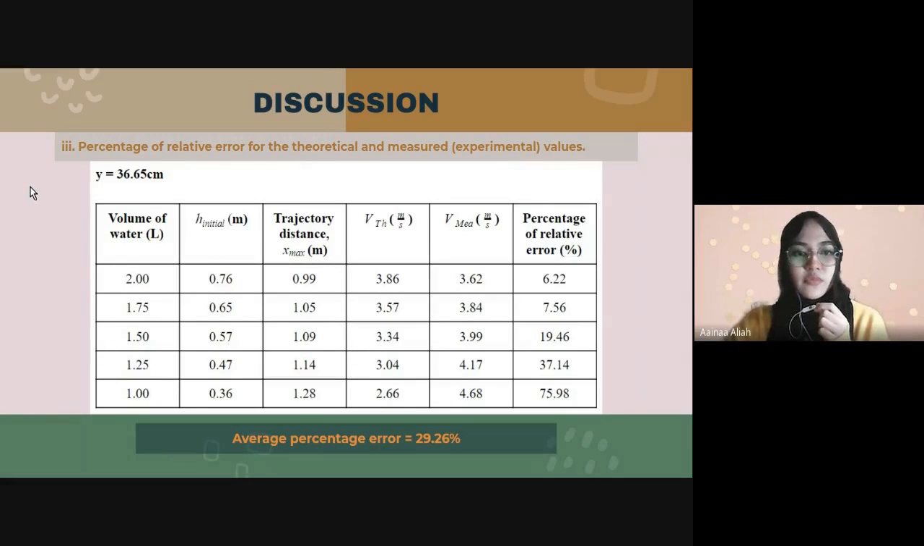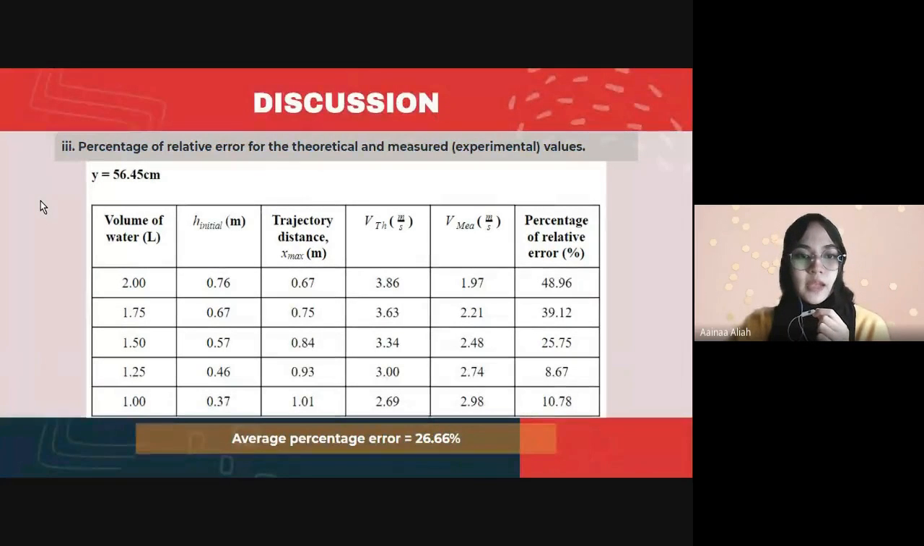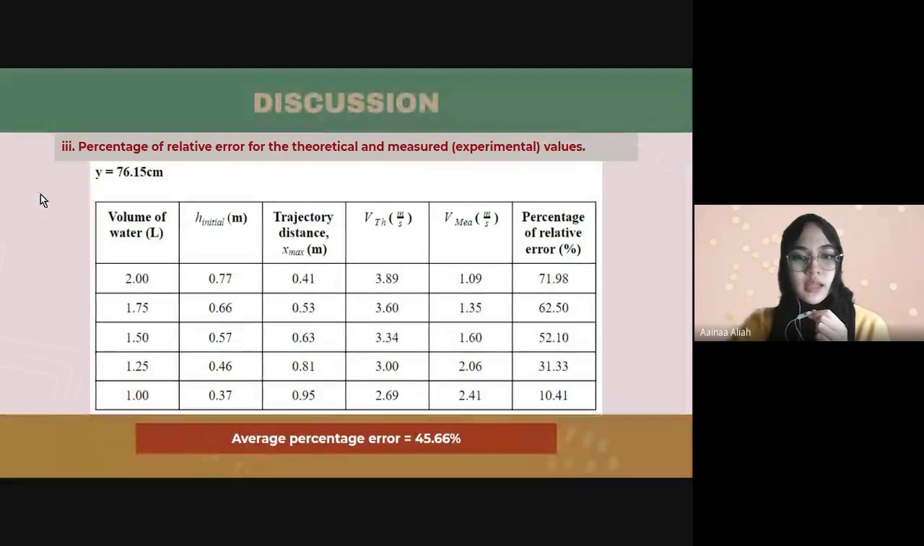For the 36.65 centimeter height, the average percentage error obtained is 29.26%. Then for the second one, 56.45 centimeter, the average percentage error obtained is 26.66%. And the last one, 76.15 centimeter, has a percentage error of 45.66%.